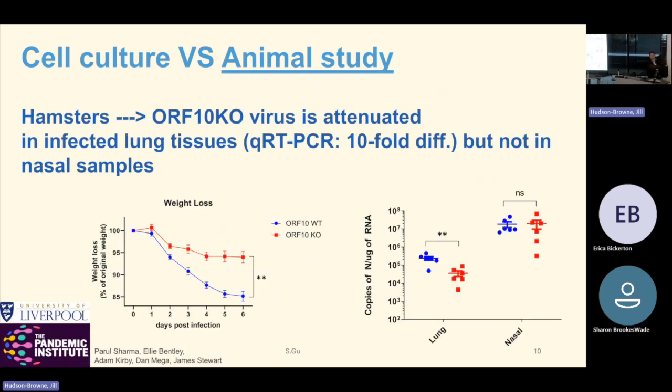If the hamsters were infected with the knockout virus or the wild-type virus, we see a very obvious knockout attenuation. So the knockout virus is highly attenuated in infected hamster lung tissues. There is a tenfold difference, but this difference is not seen in nasal samples. Since we haven't seen such a big gap in our previous cell culture models, we wanted to introduce some in vitro lung models in the laboratory.